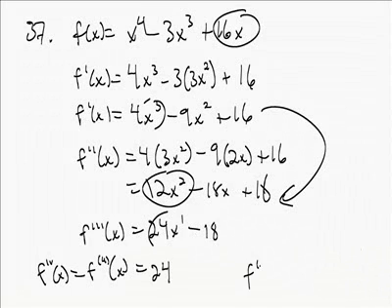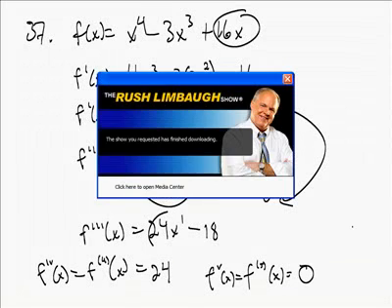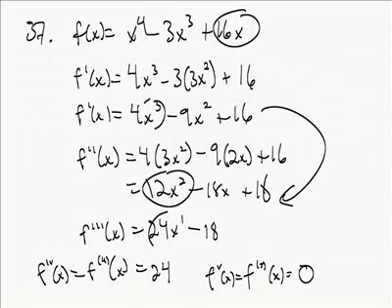Finally, how about the fifth derivative, or f5 of x? Well, the fourth derivative is 24. The derivative of the constant is 0. So we finally got to 0. Alright, can't take any more derivatives. Well, we could. We just keep getting 0 after 0 after 0 if we kept taking derivatives.